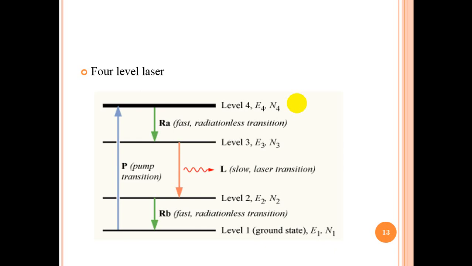But in case of a 4-level laser, only a modest pump energy may be efficient to establish a population inversion between states 3 and 4 if state 3 is metastable and state 4 is unstable.